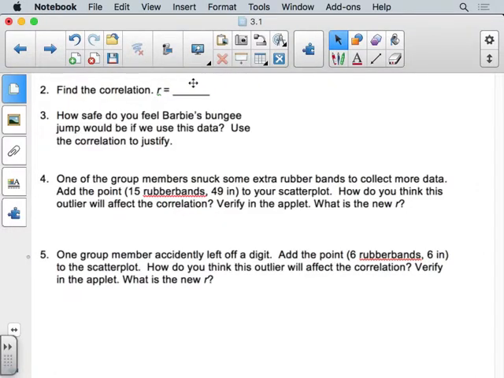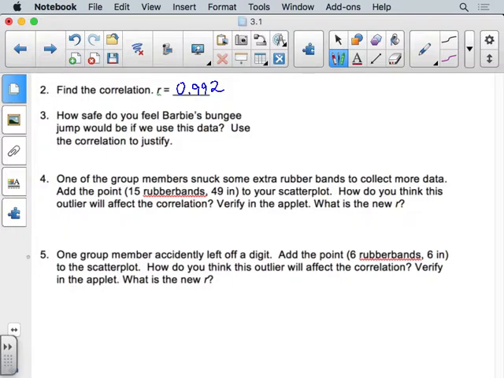Find the correlation. So what the heck does this correlation value mean? Let's just see. How safe do you feel Barbie's bungee jump would be if we actually used this data? So what does that R value actually mean, basically? R equals 0.992. How safe? We could even, instead of using the correlation, just look at the graph. How safe do you feel predicting just by looking at that graph going up?